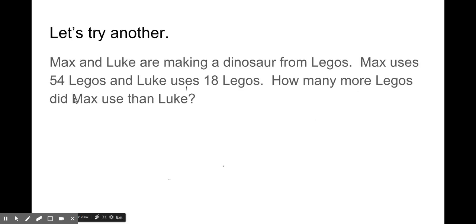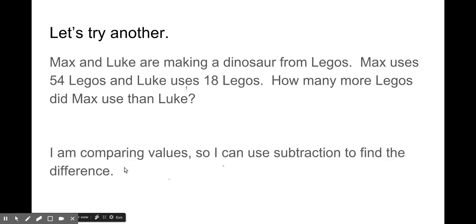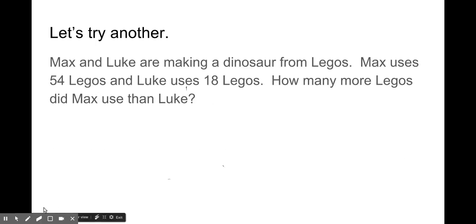And when you're trying to figure out how much more one value is than another, you're comparing the two things. You're saying, he's using this much and he's using this much. How much more is this? So in order to figure out how much more this is, I know I'm comparing, so I can use subtraction to find the difference.